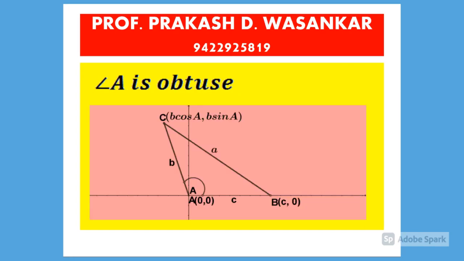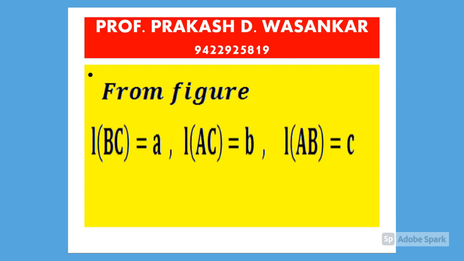In this figure, angle A is obtuse and A is again in standard position. The length of the side opposite to vertex A is small a, the length of the side opposite to vertex B is small b, and the length of the side opposite to vertex C is small c. The coordinate of A is (0, 0), of B is (c, 0), and of C is (b cos A, b sin A). From the figure, length BC is a, length AC is b, and length AB is c.